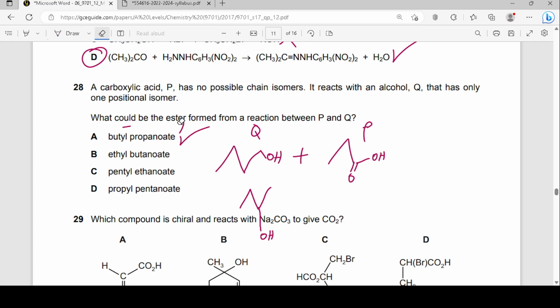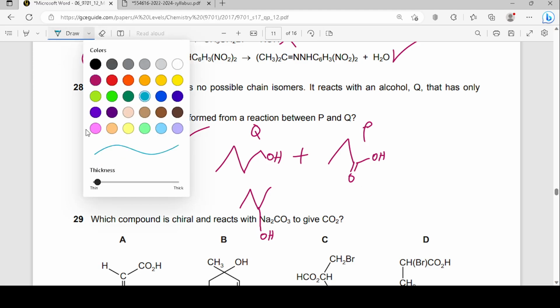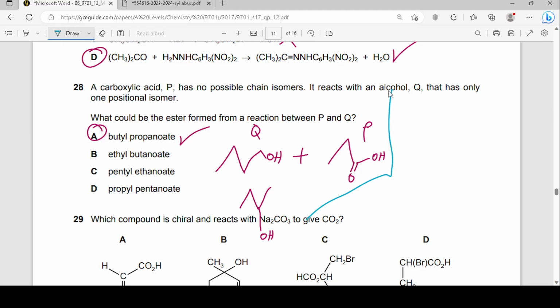So I would say A is the answer, but again, maybe we should check the other options as well, just to be sure. So I will check option B as well, which is ethyl butanoate. That means I have ethanol. Ethanol actually has no positional isomers, right? So that's immediately wrong because they said that it has exactly one positional isomer. So if in ethyl butanoate the ethanol has no positional isomers, that means it's wrong, right?